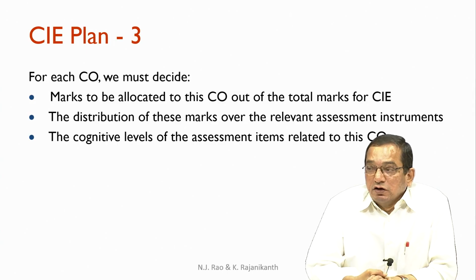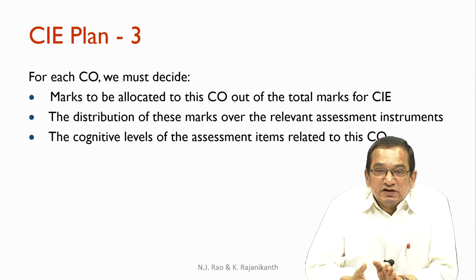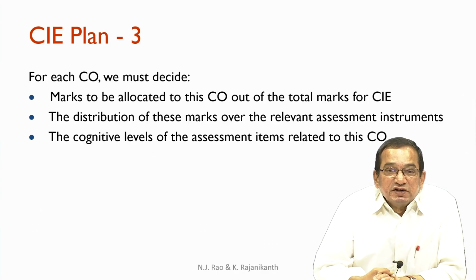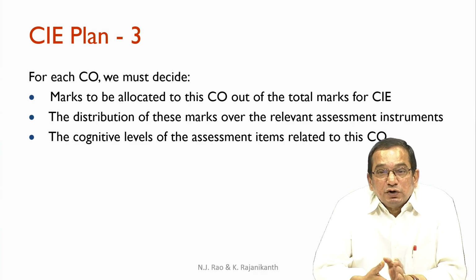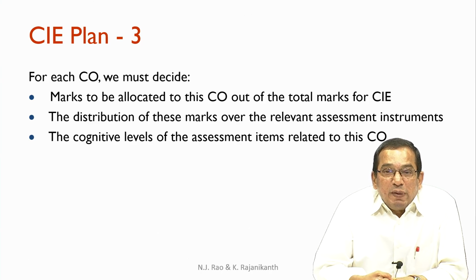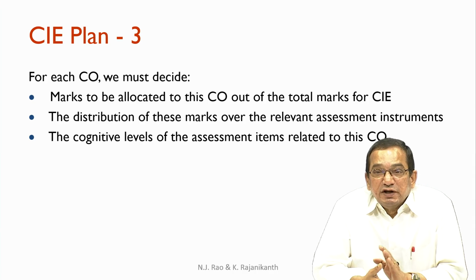After deciding on the assessment instruments and their schedule, we must now look at the COs. For each CO, there are 3 things that we must decide. Number 1, marks to be allocated to the CO out of the total marks for CIE. So, we have for example 50 marks for CIE, and how many marks would be allocated to CO1, CO2, CO3, etc. So, marks to be allocated for a particular CO, that we must decide.